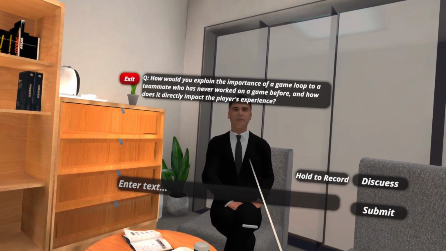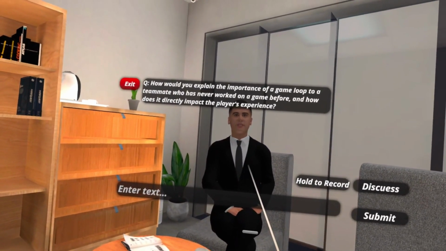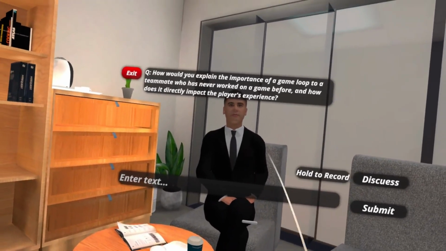How would you explain the importance of a game loop to a teammate who has never worked on a game before, and how does it directly impact the player's experience?